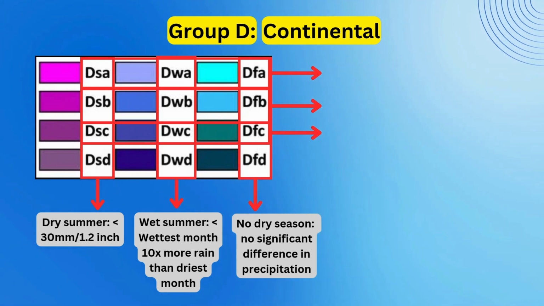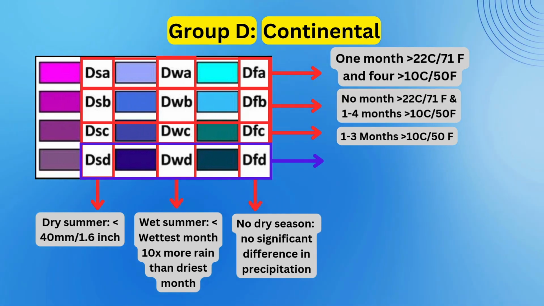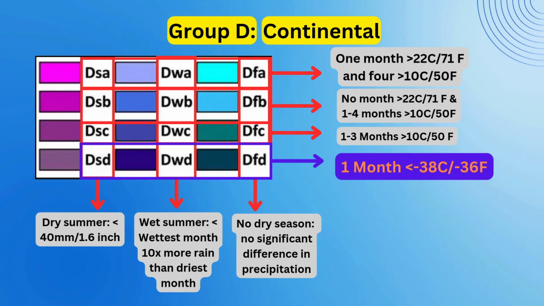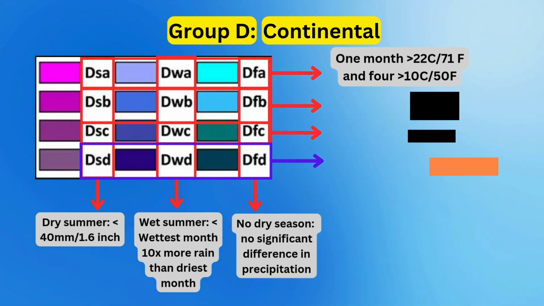inches of precipitation. The third letter has the same three categories as the temperate climate, shown here, but the fourth one is added for very cold winters, where the coldest month averages less than 38 degrees Celsius below zero or minus 36 degrees Fahrenheit. So, now you should be able to decide which climate belongs to any area on Earth as long as you have the temperatures and precipitation per month.